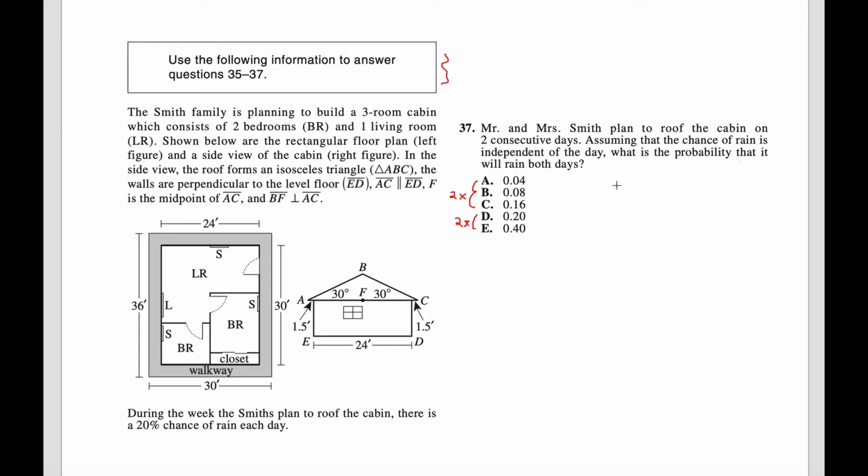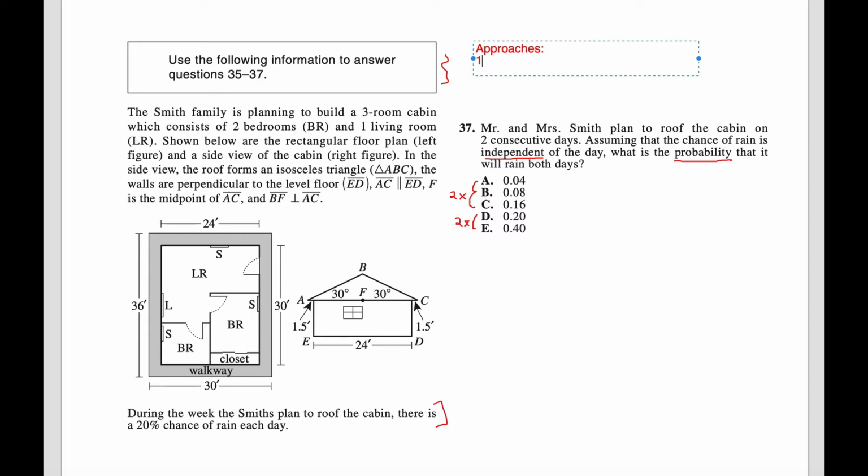As far as the ACT math concepts from reading the question, what we're dealing with is probability, and specifically it's the probability of independent events happening. The part of the prompt that is relevant to this question is just this last sentence here, that during the week the Smiths plan to roof the cabin, there is a 20% chance of rain each day. As far as solving this question, essentially it comes down to knowing how to find the probability of independent events. So I'll write that out over here.